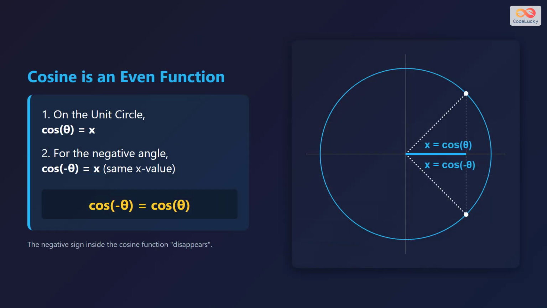Now, let's apply this to cosine. Remember that on the unit circle, cosine corresponds to the x-coordinate. Since the x-coordinate does not change when we switch from theta to negative theta, the cosine value does not change either. Therefore, cosine of negative theta equals cosine of theta. We call this an even function.